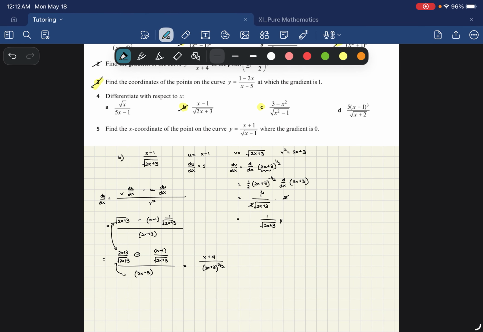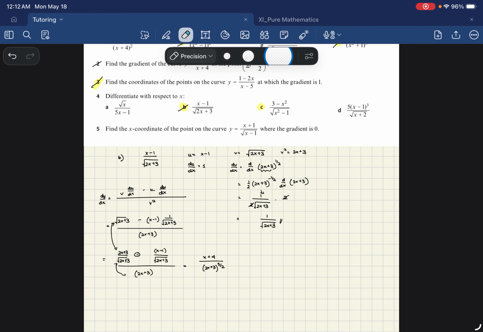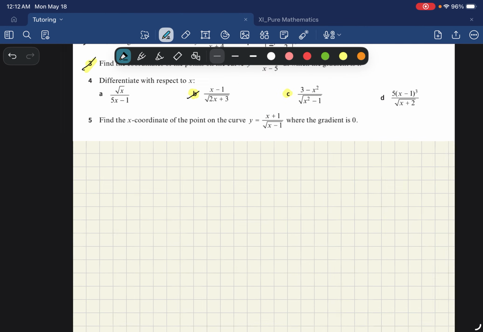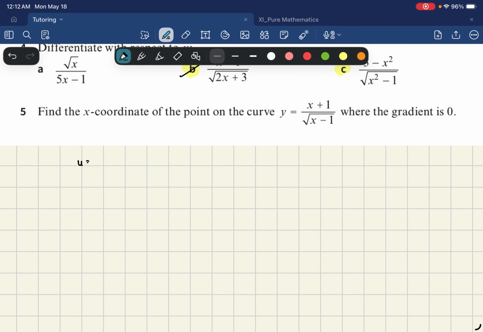So B is done. That is going to be a quick algebra question for you to try. And now question C. So this is the answer for B. All right. Question C. U is 3 minus x squared.